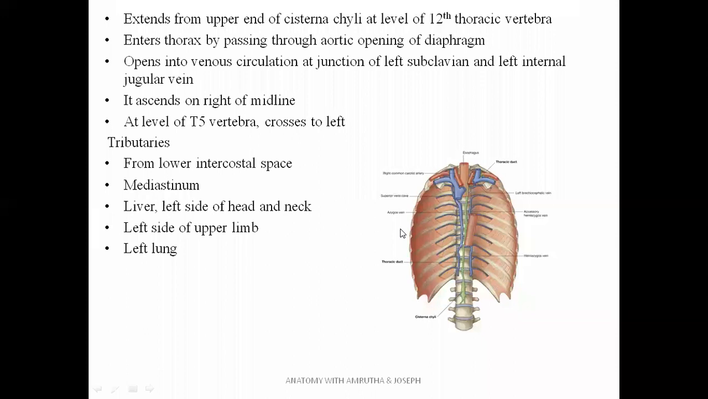The tributaries and areas drained by it are the lower intercostal spaces, mediastinum, liver, left side of the head and neck region, left side of the upper limb, left lung, and also the left lower limb. Both the left and right lower limbs, and some part of the trunk, are also draining into the thoracic duct.